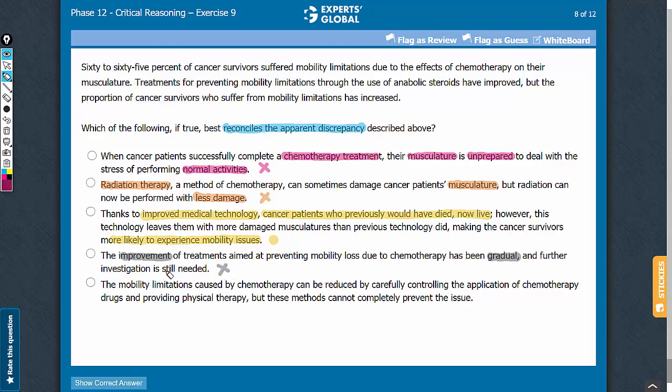Answer choice E. This answer choice states that mobility limitations caused by chemotherapy can be controlled but cannot be completely prevented. So this answer choice says that some mobility limitation would exist in cancer survivors, but again, this answer choice does not explain why there is an increase in the proportion of cancer survivors who suffer from mobility limitations when the treatments for preventing mobility limitations have improved. So this answer choice fails in offering an explanation. So let's eliminate it. C is the correct answer choice.